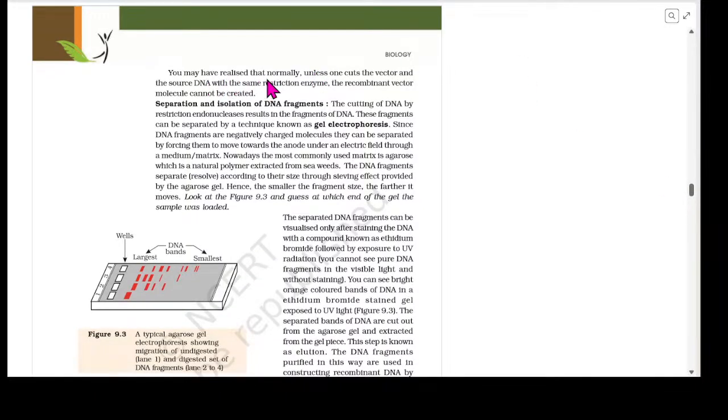You may have realized that normally unless one cuts the vector and the source of DNA with the same restriction enzyme, the recombinant vector molecule cannot be created. So it's a time for you to write any three keywords that you have imbibed from the part that has been read till now. Go ahead, write any three keywords.